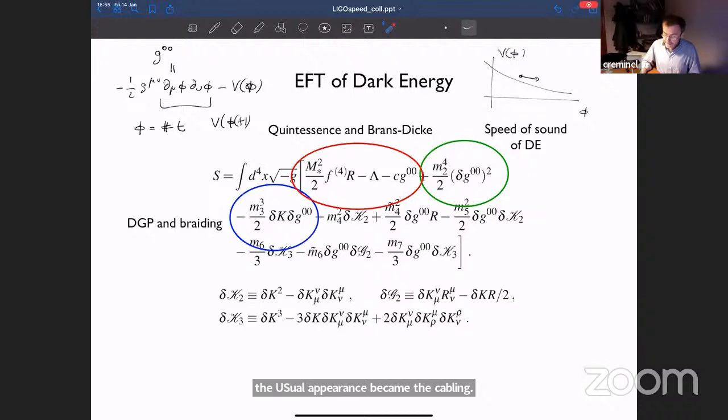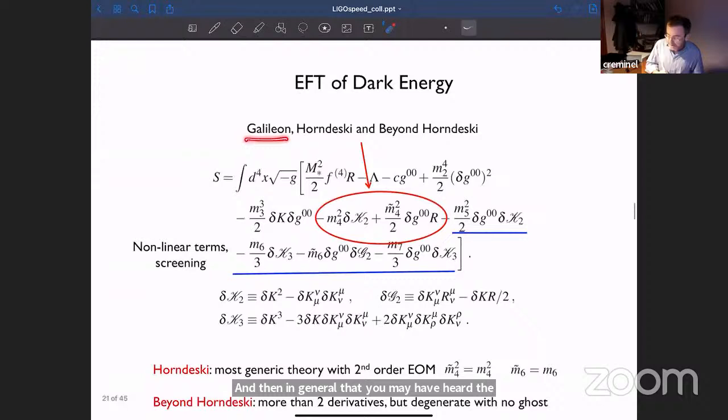Just to illustrate, this operator is an operator that changes the speed of the dark energy perturbations. This operator is an operator that appears when you study, you may have heard of the DGP model. Sometimes it's also called braiding models. And then in general, you may have heard of models which are called Galileons, Horndeski theories, beyond Horndeski theories, and so on and so forth. The details are not important, but I just want to say that this parametrization allows me to describe all the models within this class of symmetries that people discuss in the literature.